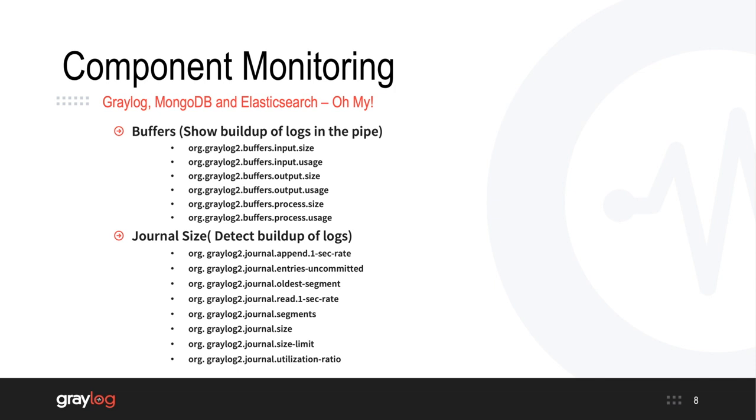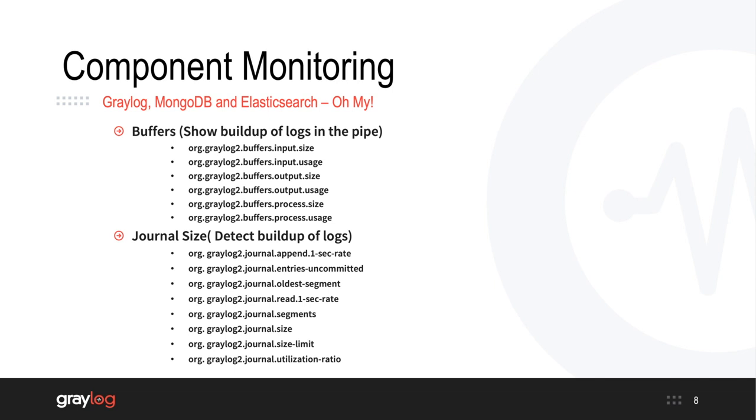There's a whole bunch of different metrics that we can detect around the journal size. For example, how many are we appending on a one second rate? This is great to look for if you're seeing really fast increases of the journal, which probably means something processing-wise is broken. You can also look for uncommitted entries. This one is saying that we're not being able to write the logs to the disk itself.